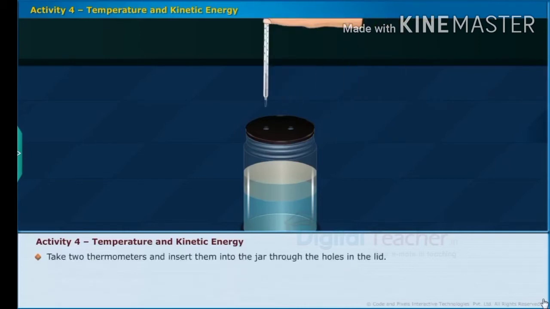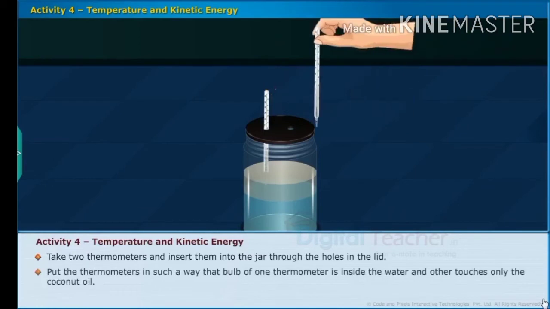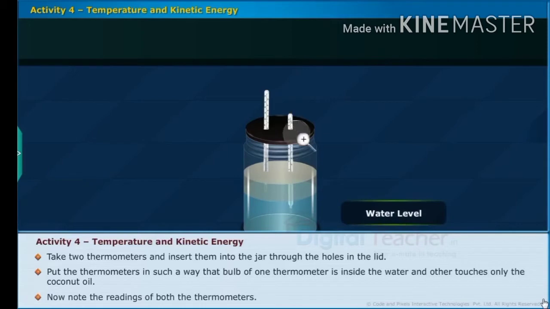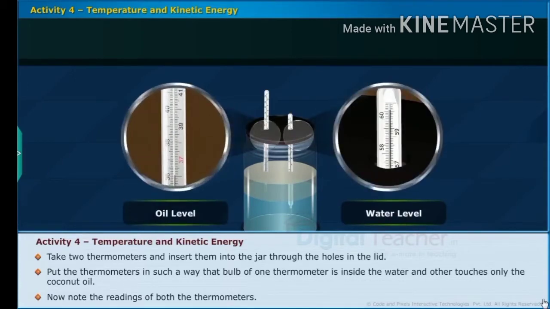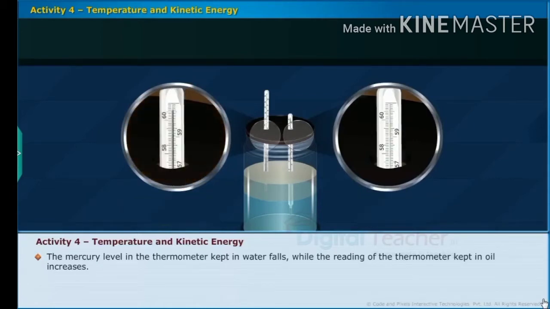Take two thermometers and insert them into the jar through the holes in the lid. Put the thermometers in such a way that the bulb of one thermometer is inside the water and the other touches only the coconut oil. Now note the readings of both the thermometers. The mercury level in the thermometer kept in water falls, while the reading of the thermometer kept in oil increases.